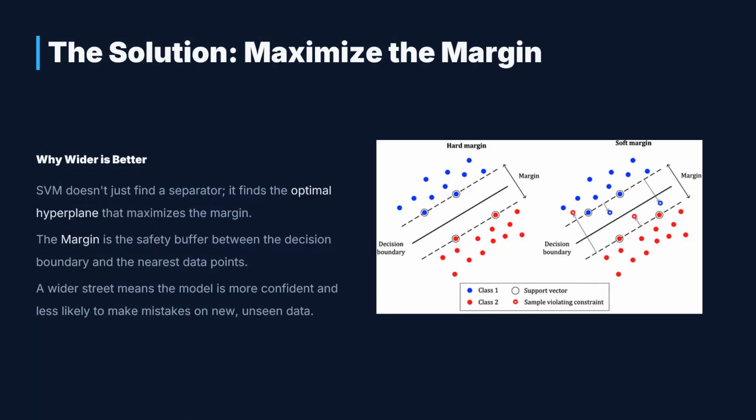SVM solves this by looking for the widest street possible. We don't just want a thin line, we want a wide safety buffer between the classes. This buffer is called the margin. Think of the hyperplane as the yellow line in the middle of the road. The wider the road, the more confident we are that we won't crash, or in machine learning terms, the less likely we are to misclassify new unseen data.